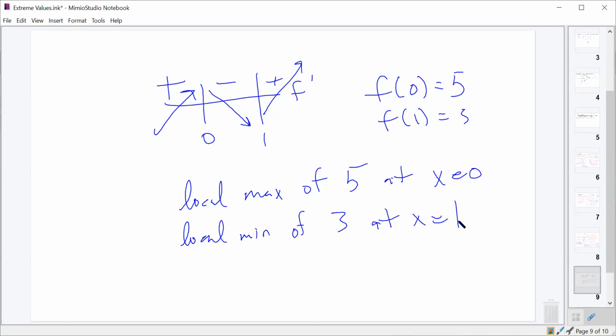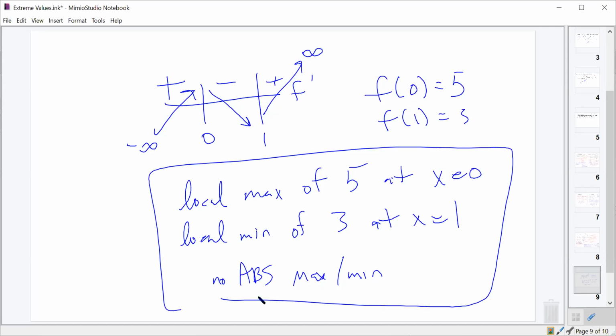And were any of these absolute extrema or no? No. Yep, this is going towards infinity, and this is going down towards negative infinity. And so we have no absolute max or min. Everybody good with that or no? Any questions? We got one more problem to do. We may end up going just a minute over. I'll try not to though. Everyone's good?